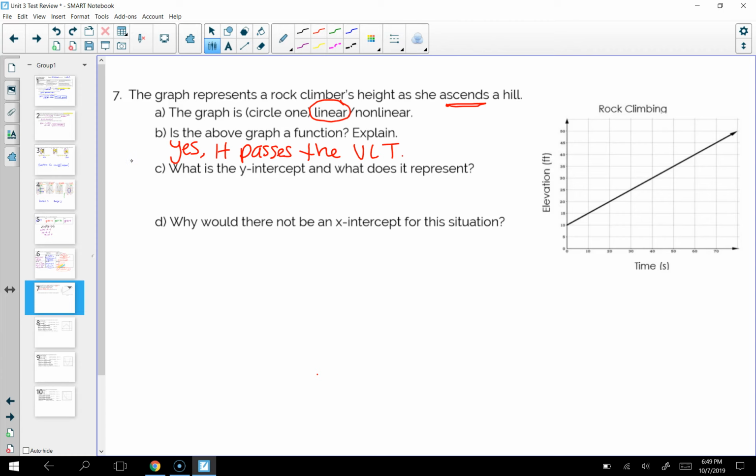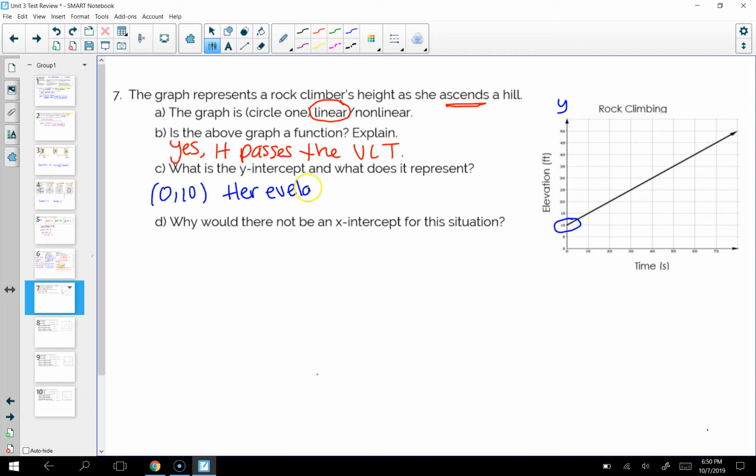What is the y-intercept and what does it represent? Okay, so y-intercept means it's crossing our y-axis. So about right here, what number is that? 10. So the y-intercept is at (0, 10). It's definitely a 10. What does that represent? Well, it looks like my x values are seconds and my y values are feet. So at 0 seconds, she's 10 feet off the ground. So this is showing her elevation when she started.